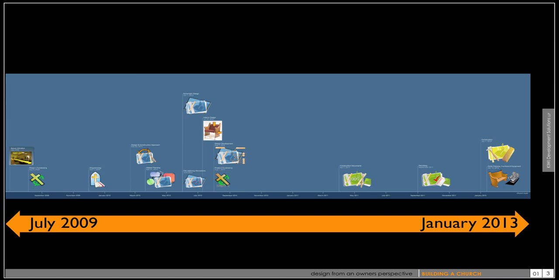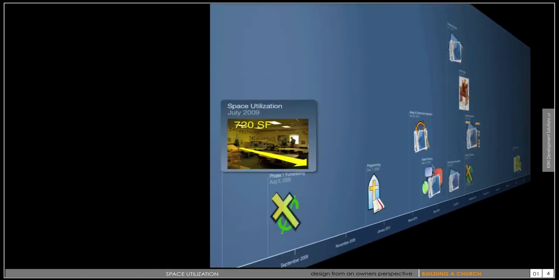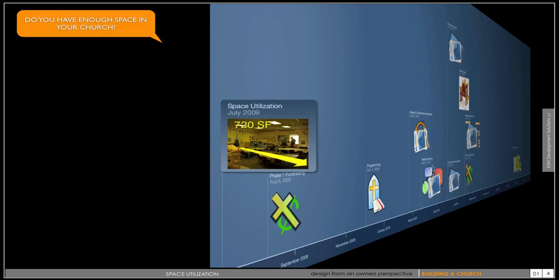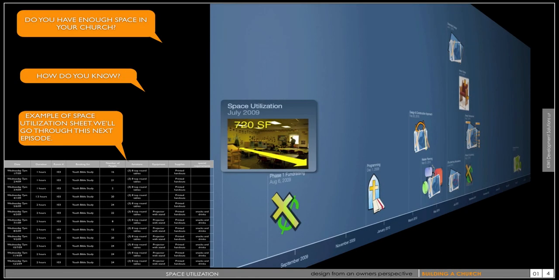So really the first thing that starts a project is this understanding that you don't have enough space, or the space that you have doesn't really meet the requirements. But space utilization is a true understanding of the way that a space is being used, by how many people, and for what activities. So now there's a realization that the church doesn't really meet the requirements of the different ministries and the activities that they are now doing.